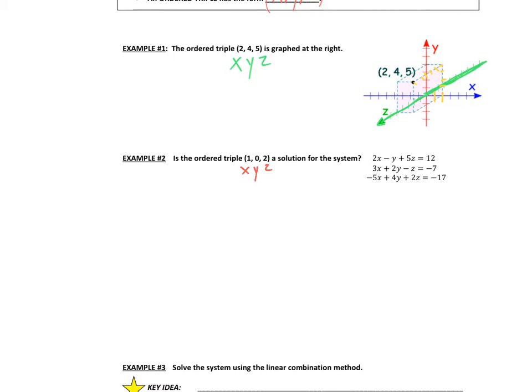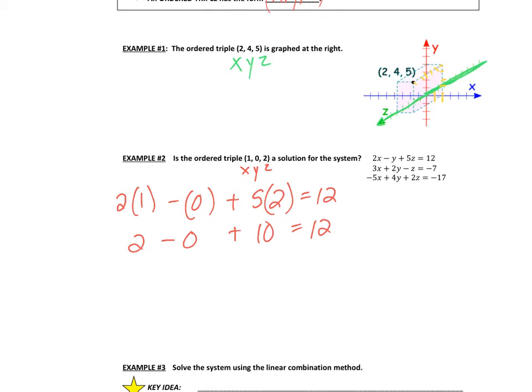So if you take your top equation, it's going to be 2 times 1 minus 0 plus 5 times 2 equals 12. We want to find out, is that true? So is 2 minus 0 plus 10 equal to 12? What's 2 minus 0 plus 10? 12. Does 12 equal 12? Yes. So the first one works out.